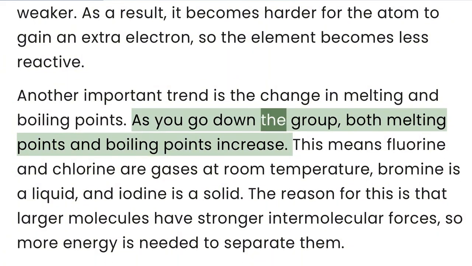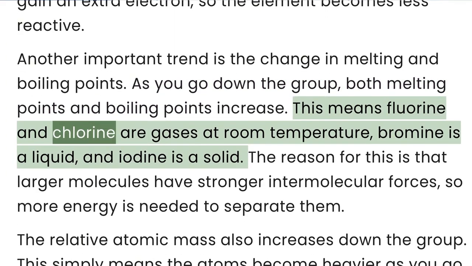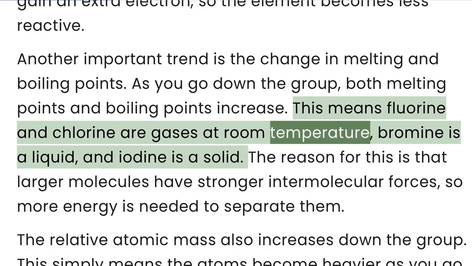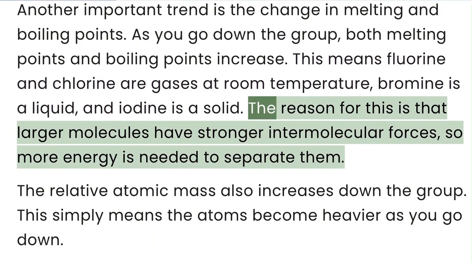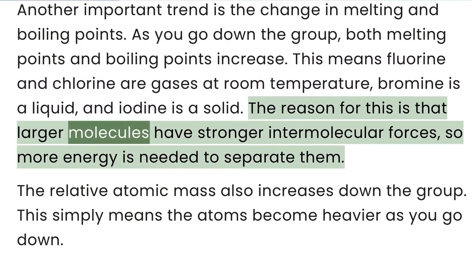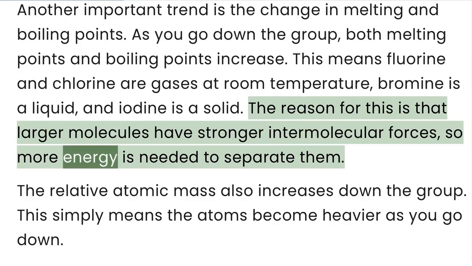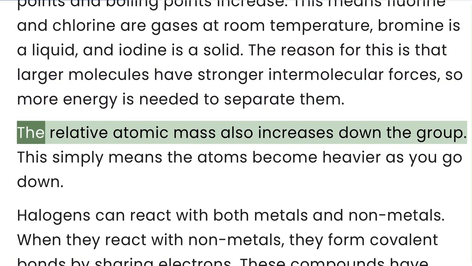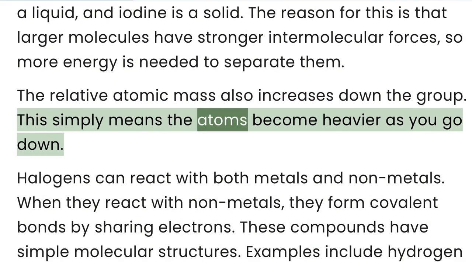Another important trend is the change in melting and boiling points. As you go down the group, both melting points and boiling points increase. This means fluorine and chlorine are gases at room temperature, bromine is a liquid, and iodine is a solid. The reason for this is that larger molecules have stronger intermolecular forces, so more energy is needed to separate them. The relative atomic mass also increases down the group. This simply means the atoms become heavier as you go down.